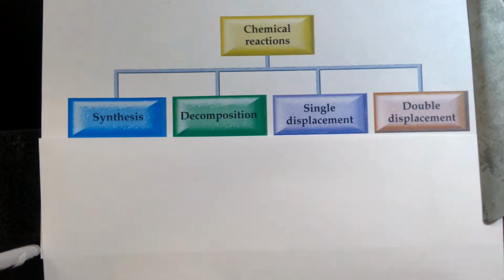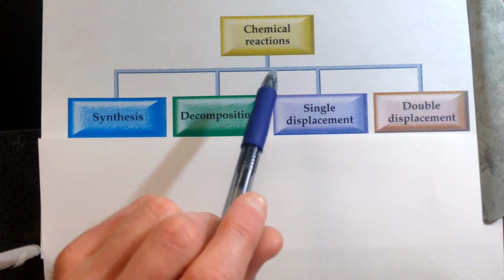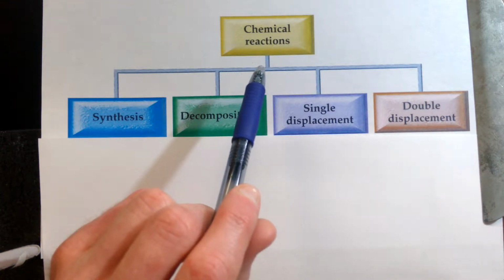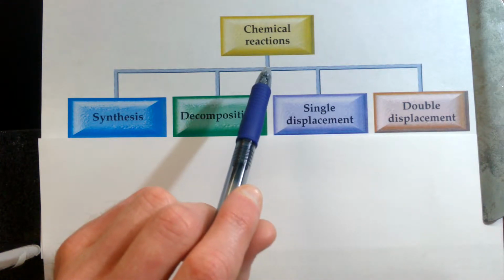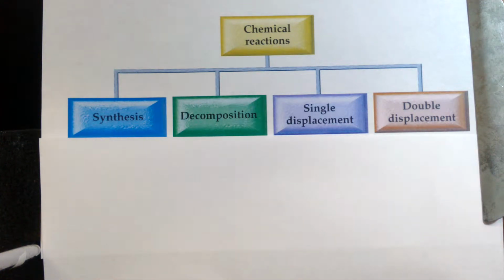Let's take a look at chemical reactions and 4 categories of chemical reactions. Okay, now let's remember that a chemical reaction is a chemical change in property. So we are changing from one compound or element to a new substance, a new form of matter that has both physical and chemical properties different than its previous form of matter.